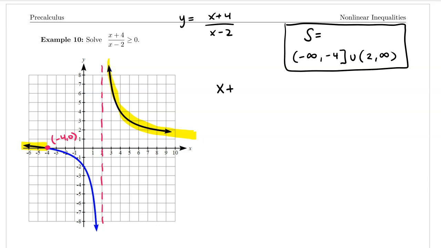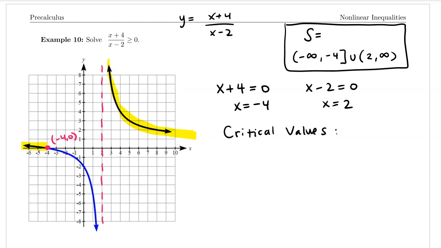So let's start off by setting the numerator equal to 0. If I solve for x, I end up getting x equals -4. And if I set the denominator equal to 0, I get x equals +2. So here our critical values are x equals -4 and x equals 2. Now what I want to do is I want to make a number line. Here is -4 and here is +2.